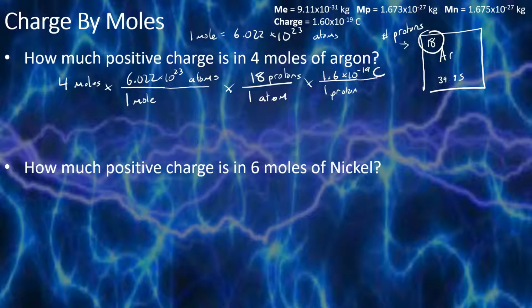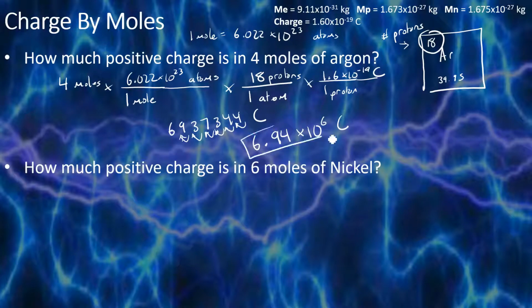It'll take me a second. I may make a mistake, but we multiply across, and in this case, I get 6937344 coulombs. We'll probably want to write that in scientific notation, so I'm going to say that is 6.94 times 10 to the 6 coulombs.